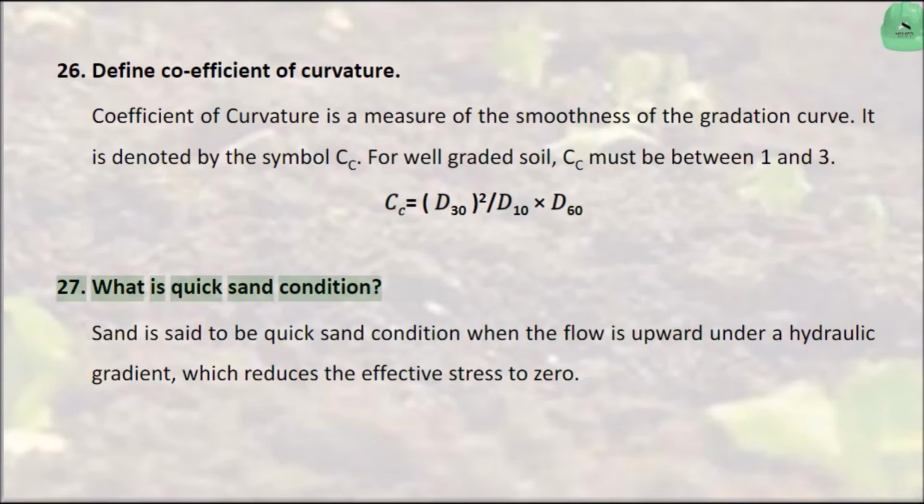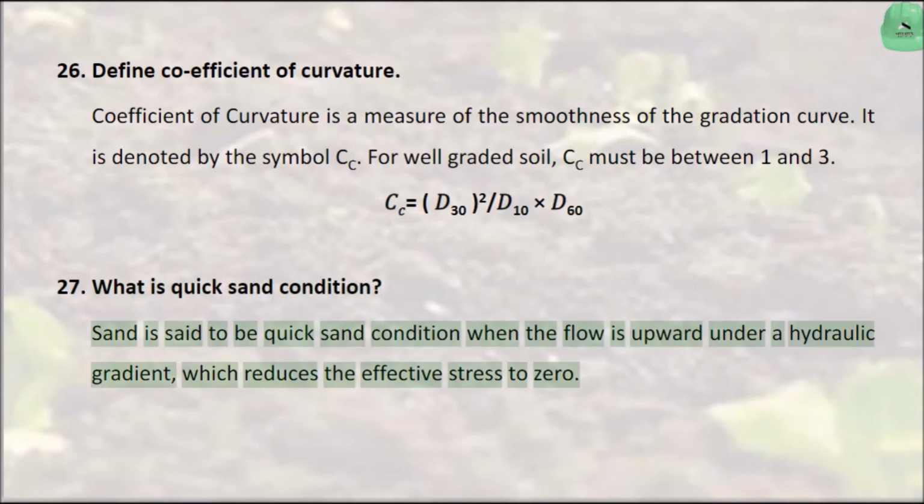What is quicksand condition? Sand is said to be in quicksand condition when the flow is upward under a hydraulic gradient, which reduces the effective stress to zero.